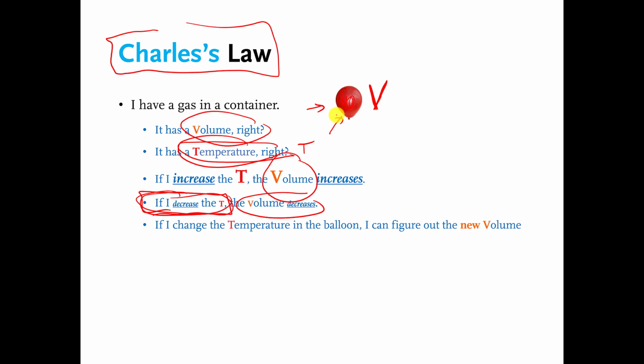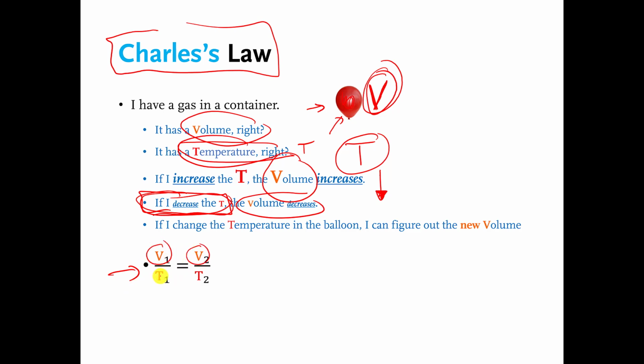Basically what Charles's Law says is if I double the temperature in units of Kelvin, then the volume will also double. And if I cut the temperature down by half in units of Kelvin, then the volume will also get cut in half. And this is the equation for Charles's Law. You can see the V's, they stand for volume, the T's, they stand for temperature in Kelvin, and the 1's and the 2's stand for at the beginning of the experiment and at the end of the experiment.